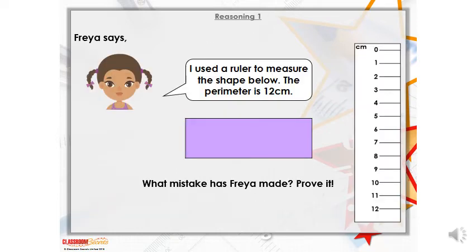So one more question for us to have a go at before you start your work for today. Freya says, I used a ruler to measure the shape below. The perimeter is 12 centimetres. And the question asks you, what mistake has Freya made? Prove it. So before we even start this question, we know that Freya has made a mistake. So we've got to prove what the mistake is.